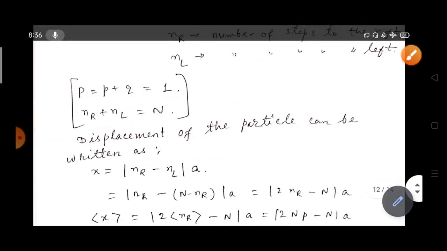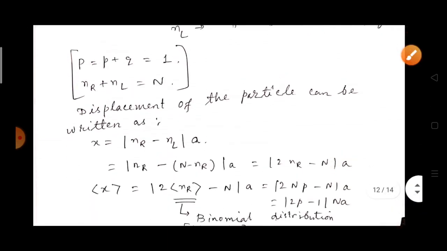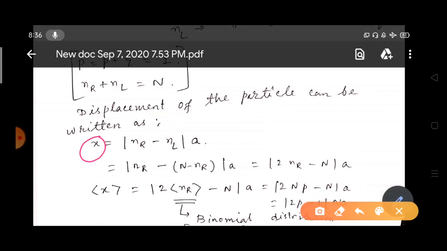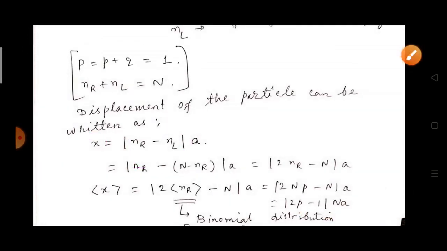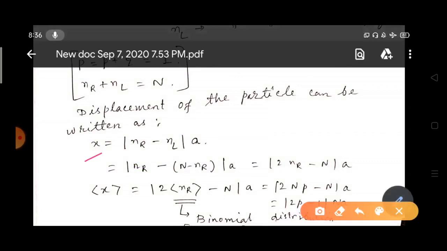Now the displacement of the particle can be written as x equals mod of (nr minus nl) into a. Why is this a mod value? Because suppose he has taken fewer right steps than left steps, then this displacement will be a negative quantity, but we don't want the negative one. We want the displacement to be positive. That's why we are taking the mod value, so that we get a positive number. So (nl minus nr) into a will be the displacement.